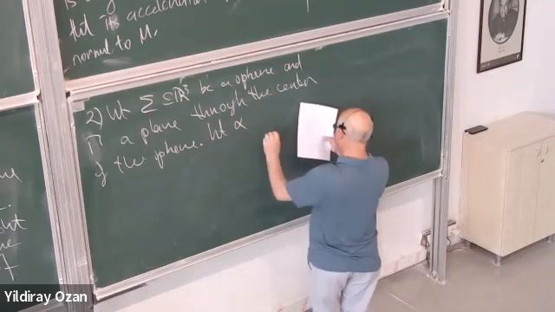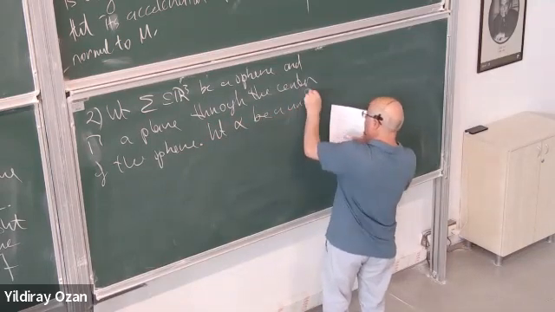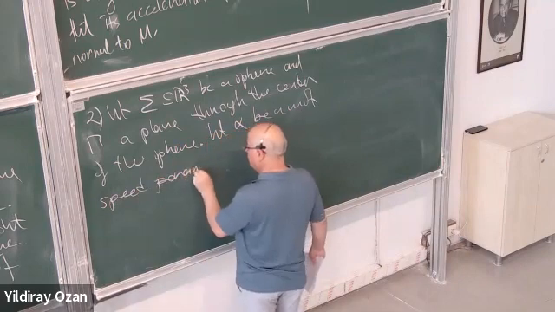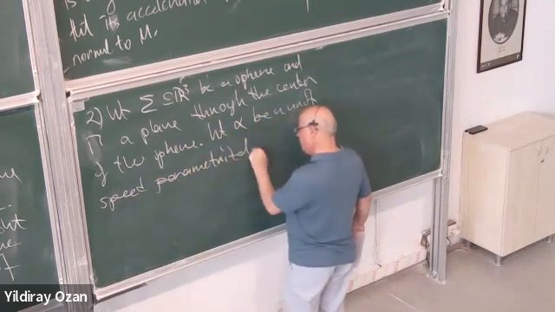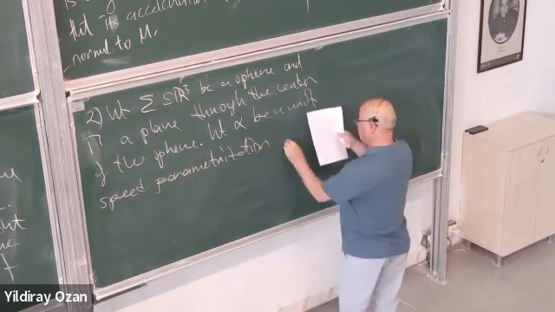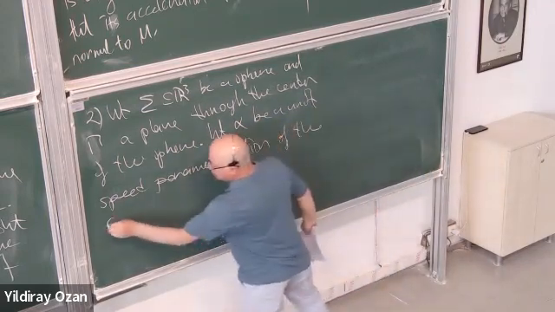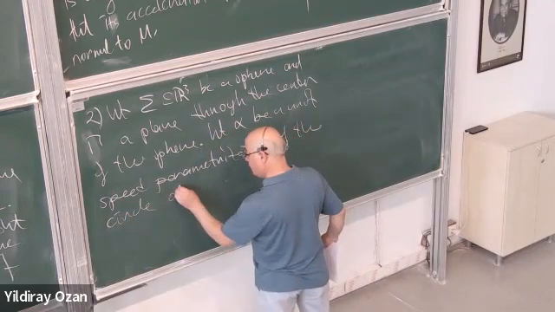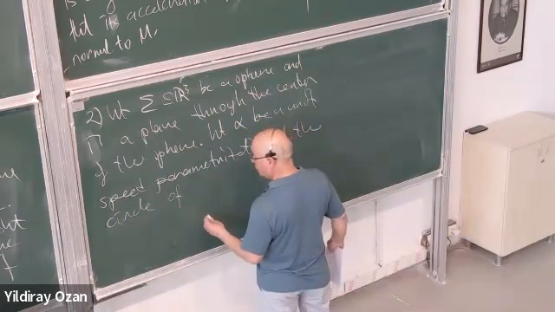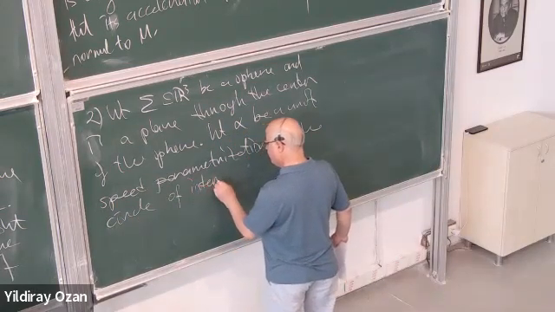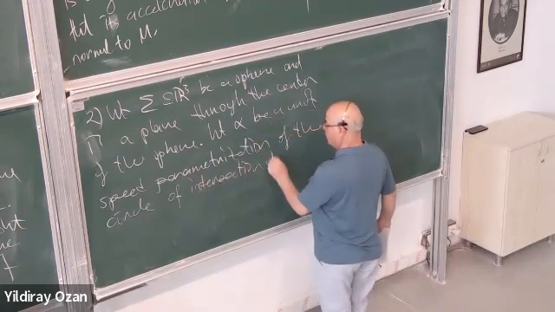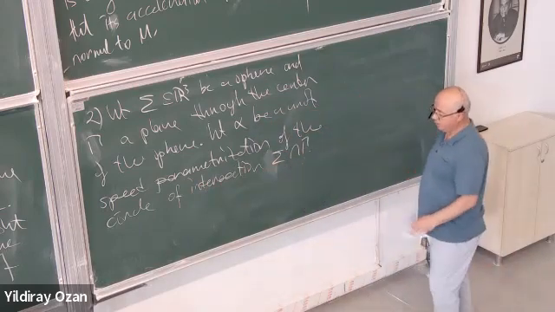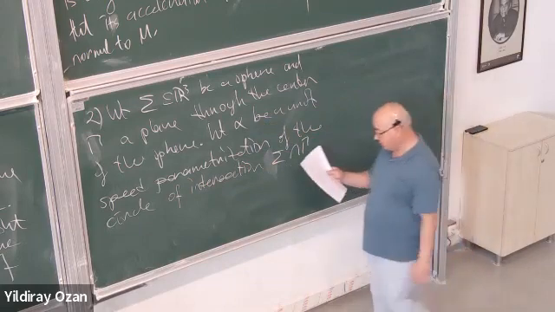Let alpha be a unit speed parameterization of the circle of intersection. So you cut the sphere by a plane through the center of the sphere.